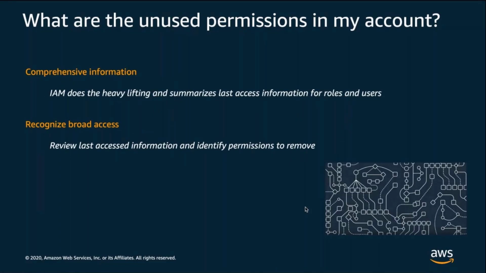Another way to recognize broad access is by identifying unused permissions. To help with this, IAM reports the last time users and roles used each service, so you can recognize broad access and remove unused permissions confidently without impacting the users and applications using them. IAM also reports action last accessed information for Amazon S3 to help you recognize unused S3 actions.